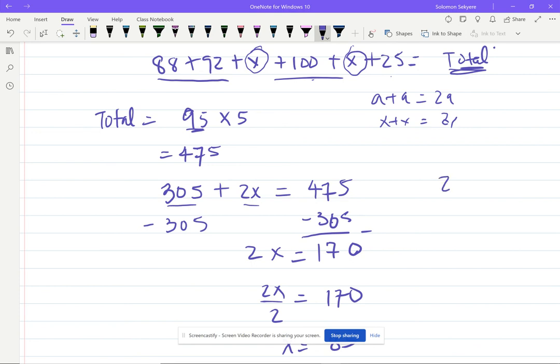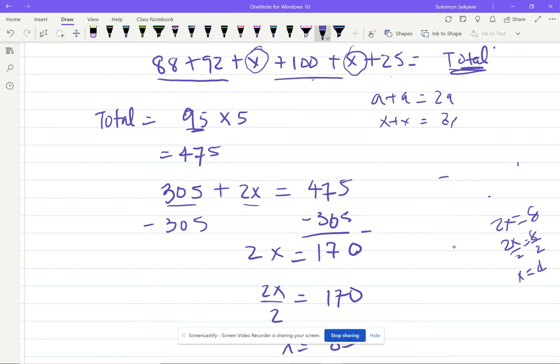Remember, I've taught you this, like 2x plus 3 equals 11. How do you solve it? You remove the 3, okay? And you say 2x equals 8. And then 2x over 2 equals 8 over 2. And you say x equals 4. That's how you solve it, right? The same thing over here.